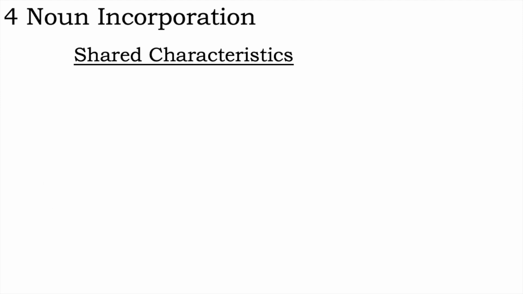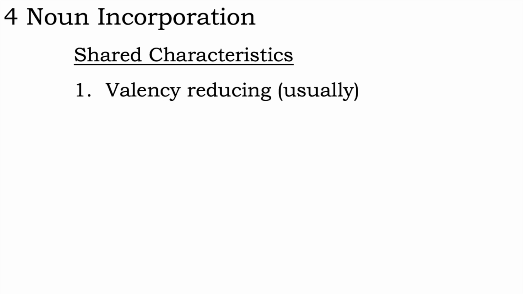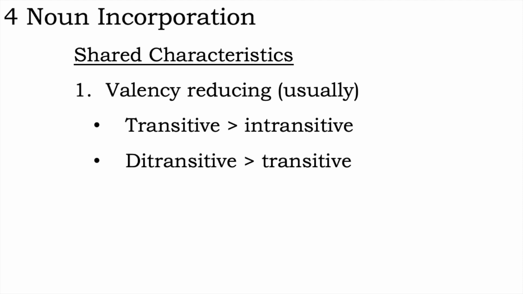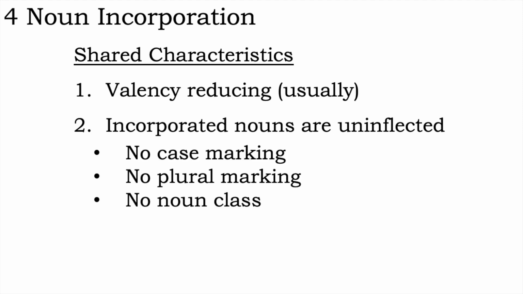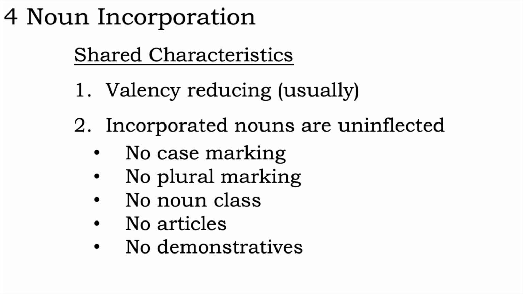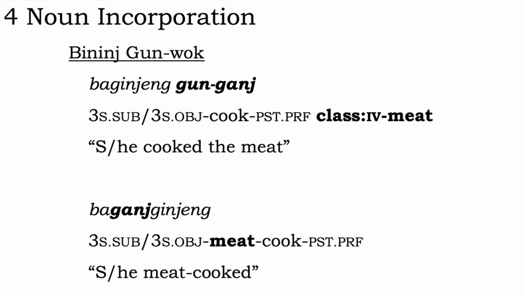Note, before we get onto the various types of noun incorporation, that all forms share several qualities. First, noun incorporation is normally a valence-adjusting phenomenon. In other words, if a verb incorporates what was previously its direct object, the new verb will have its valency reduced by 1, namely from transitive to intransitive, or from ditransitive to transitive. Secondly, incorporated nouns are almost always uninflected, unspecified roots. In most languages, noun roots are never incorporated along with case markers or plurality markers, or noun class markers or articles or demonstratives. I'll give a brief example to illustrate this point from Bininj Gunwok.